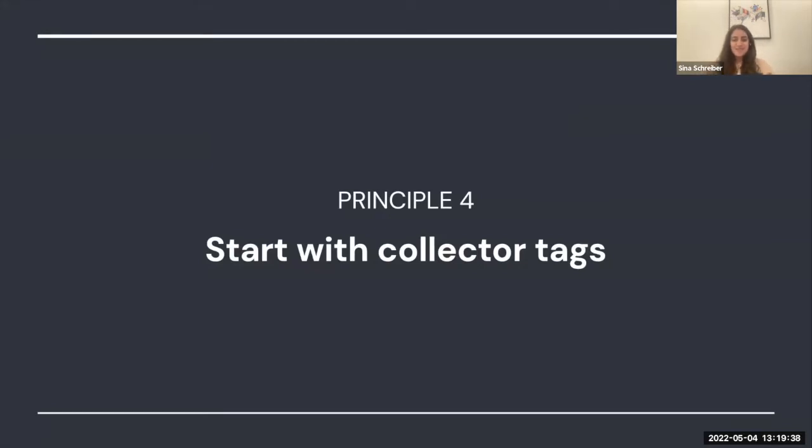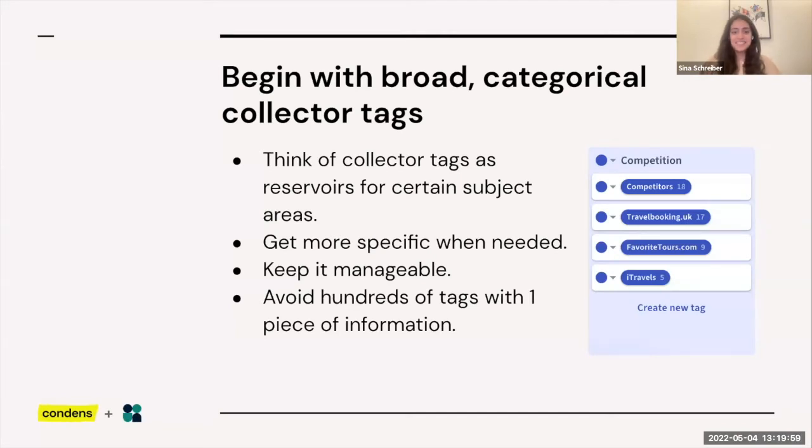Okay, let's move on to principle 4, which is a good practice to be aware of and to use especially when you're getting started with the taxonomy, and that helps you to keep the taxonomy more manageable. So what do we mean by that? We want to share the tip to work with collector tags. Think of a collector tag as a collector for relevant information around a certain area, like the competition or feature requests. So, a bucket that collects information around that. With this tip, you can make it easy to get started.